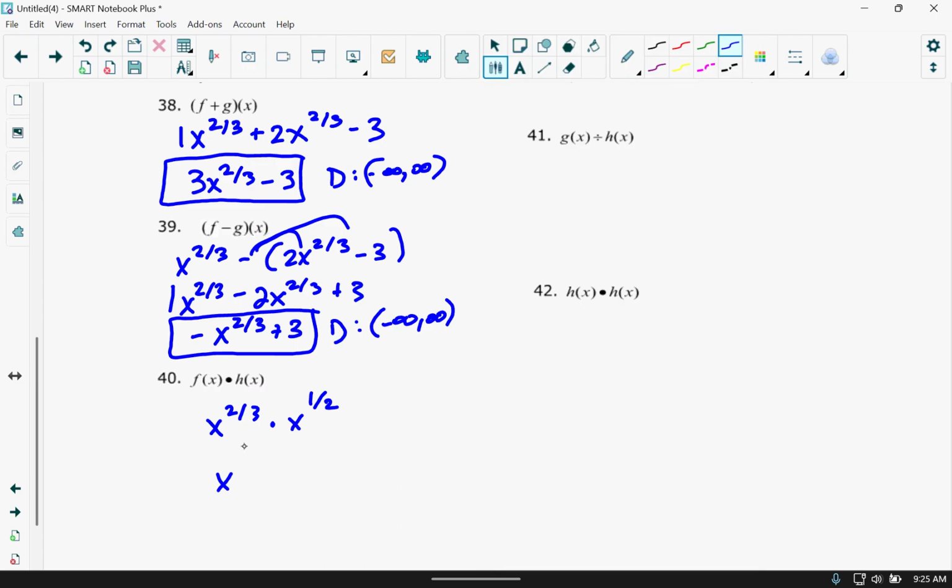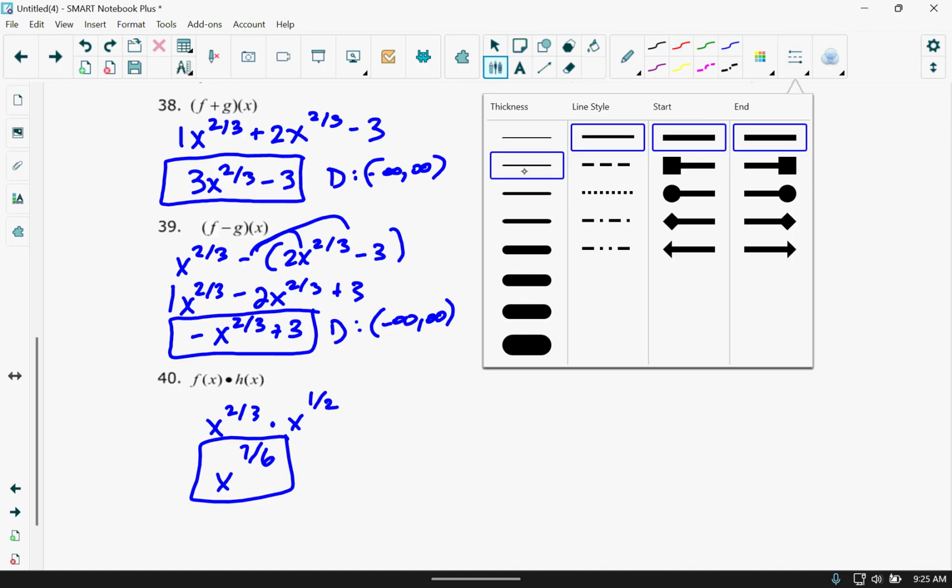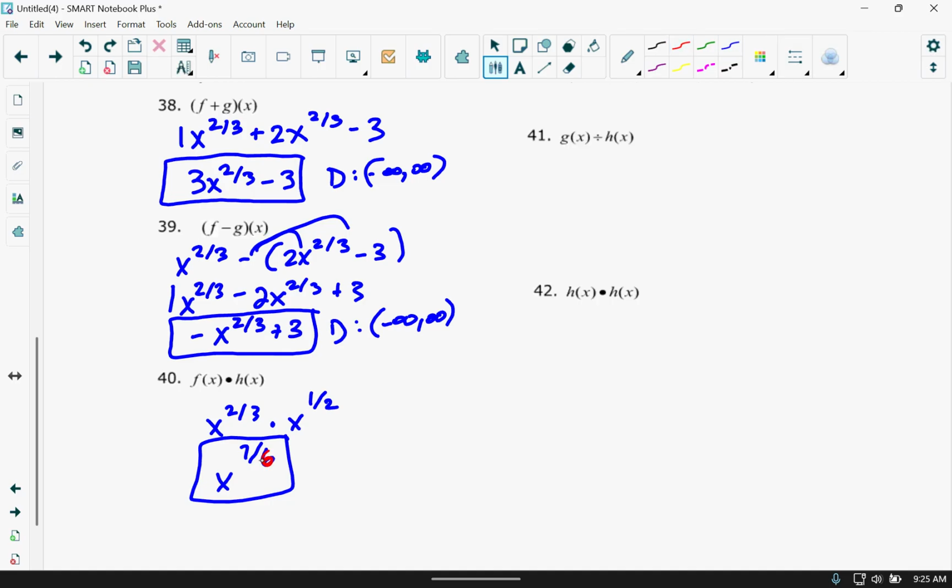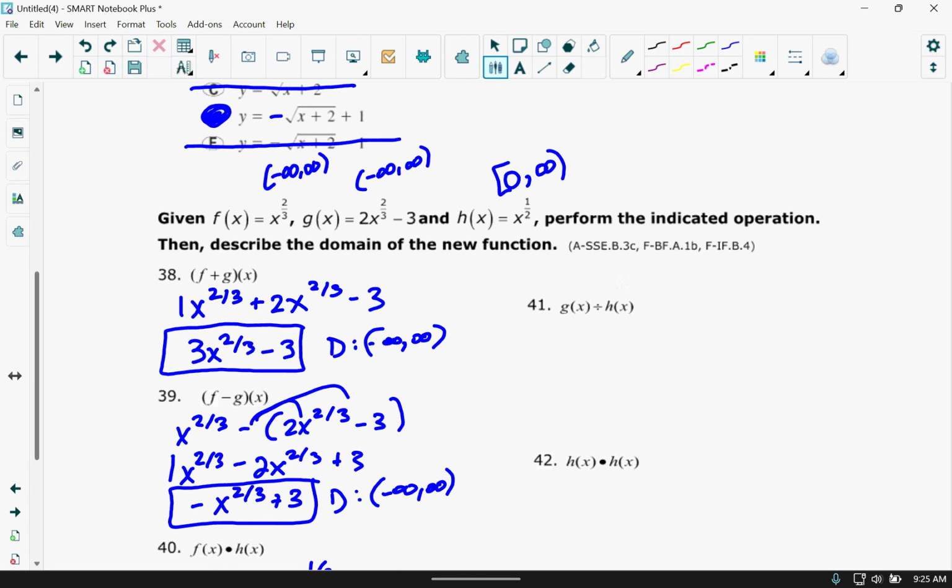So I've got x to the 7/6. That's my final answer. Now you have to pay attention to the bottom. The bottom is a 6. Anytime it's a multiple of 2, it's going to have the same domain as this one here.